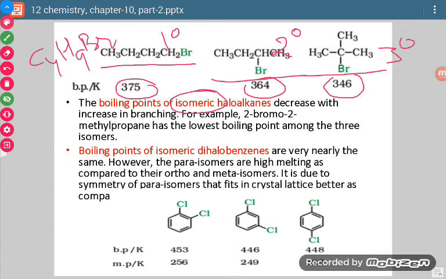So with the increase in branching, there is decrease in surface area and decrease in the interactions going on between the molecules. So what happens? The boiling point values also decrease.